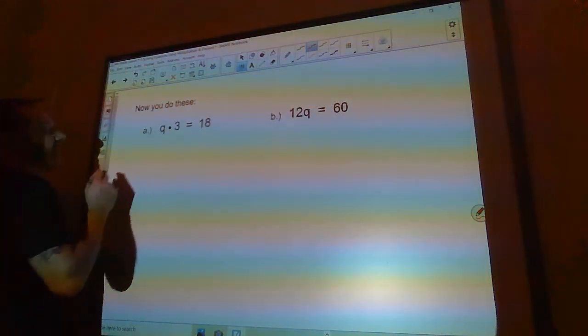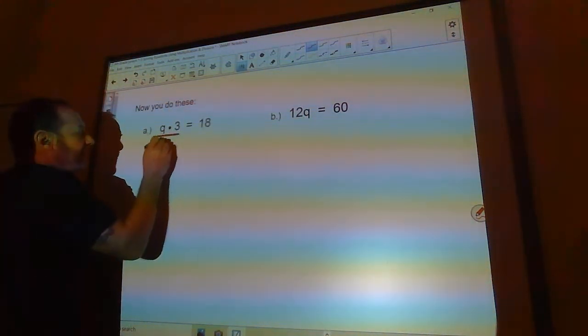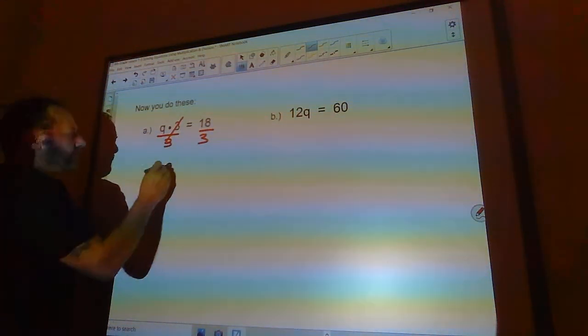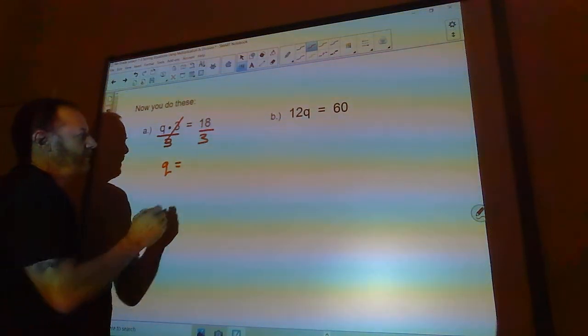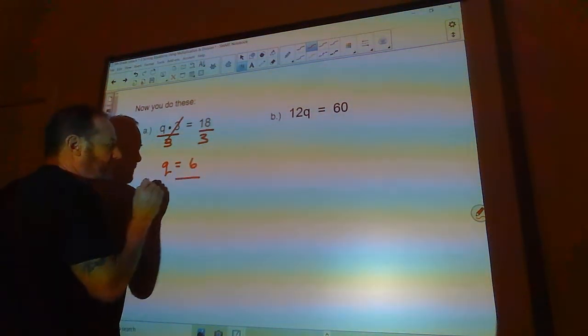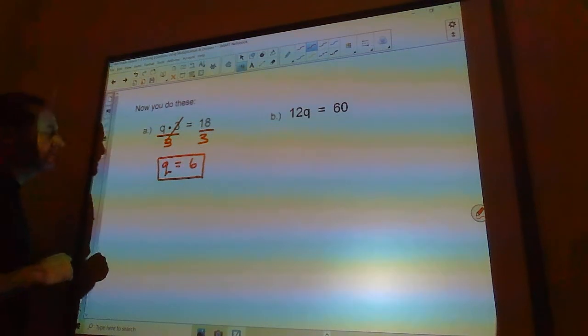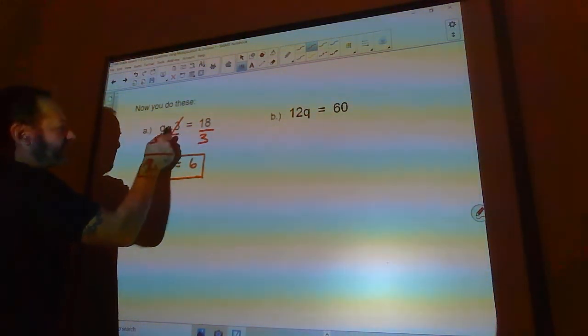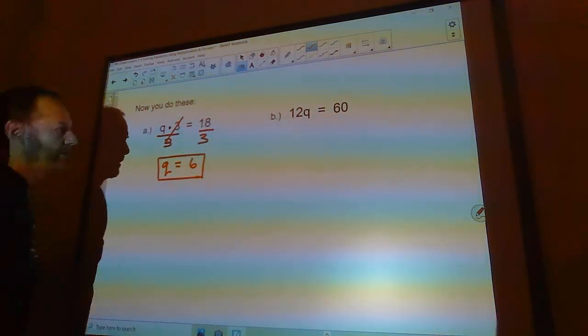This one here, q times 3 is 18. We're going to go ahead and divide both sides by 3. It's going to make that go away. I'm going to be left with q. 18 divided by 3 is 6. Q is 6. I can check that. Plug 6 in for q. 6 times 3 is 18. Yep, it worked.